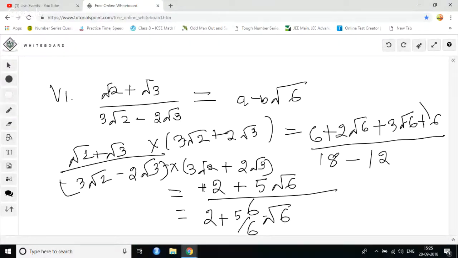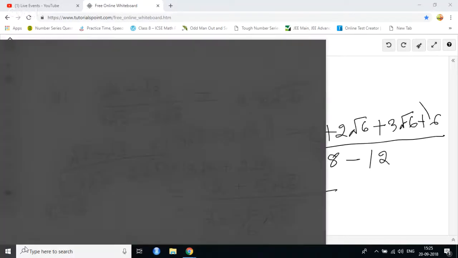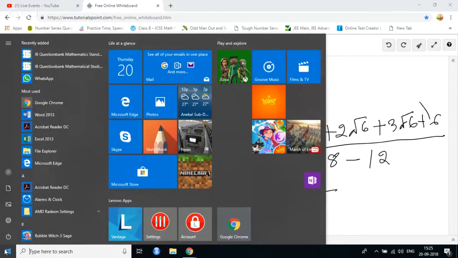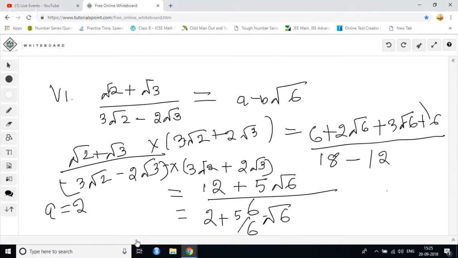Is it okay? Now I'll compare. So a definitely comes out to be 2. Now b here is coming with a negative sign. So if b here is coming with a negative sign, b can be written as minus 5 divided by 6. Here it is plus, here it is minus, so that would be minus 5 divided by 6.